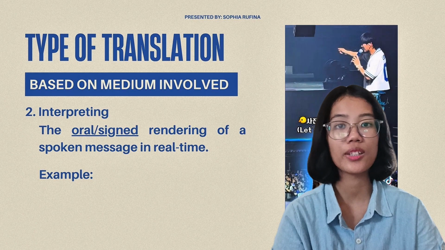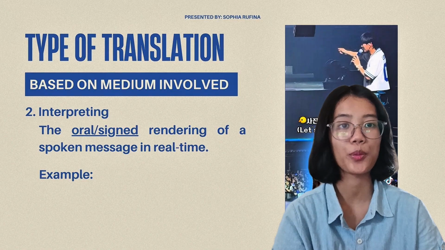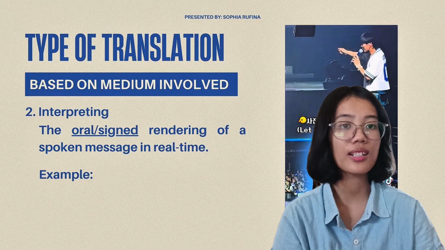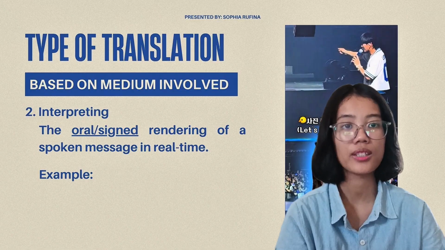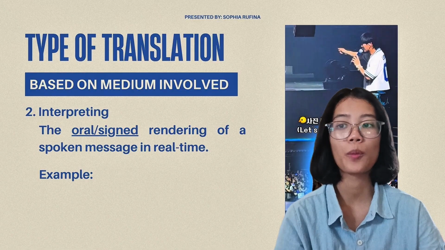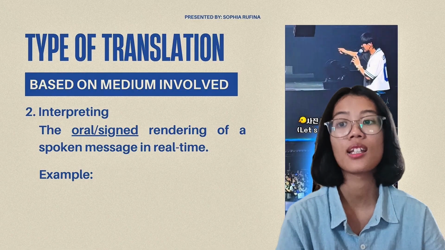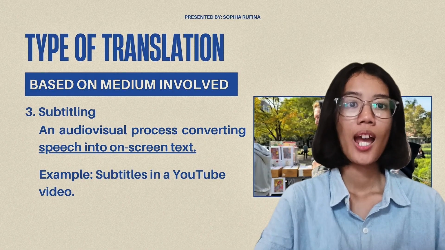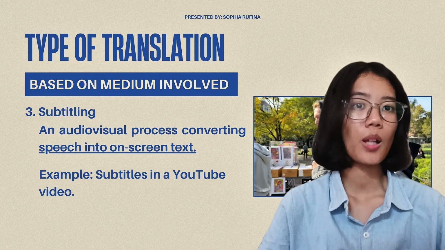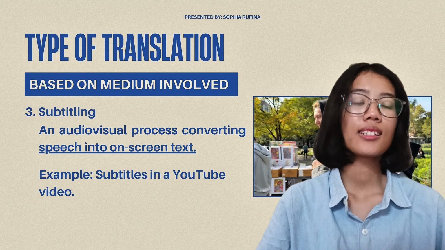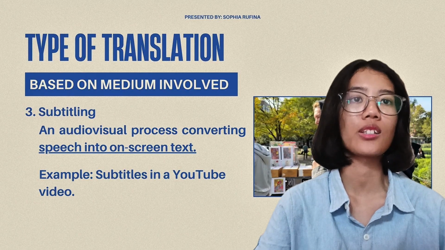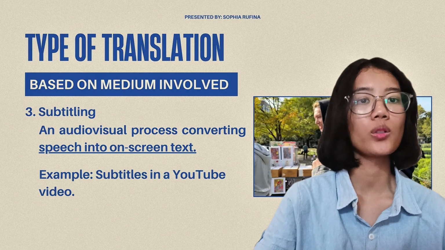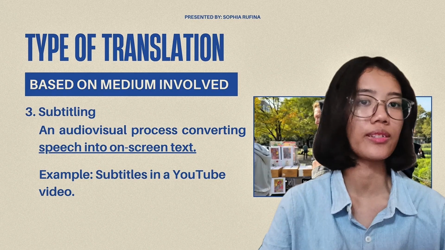As we just saw in the video, that is how interpreting works. The translator must translate the speech immediately so the message reaches the audience right away without any delay. Number 3 is subtitling. This is an audio-visual process that converts spoken dialogue into written text on the screen.